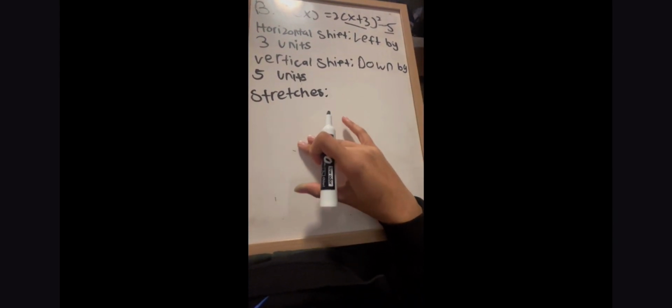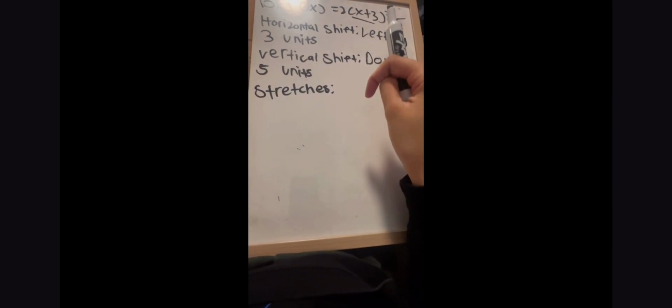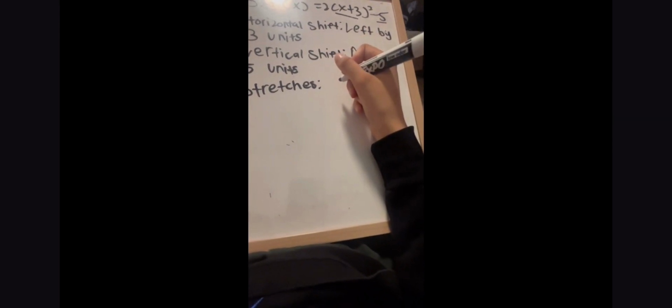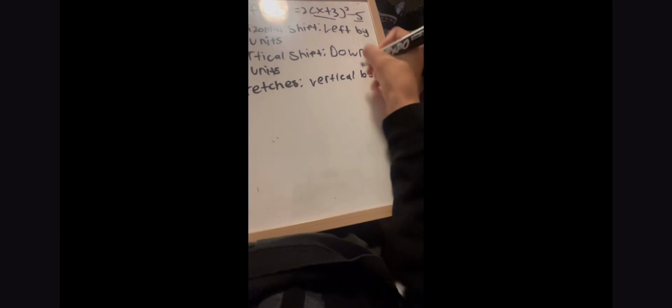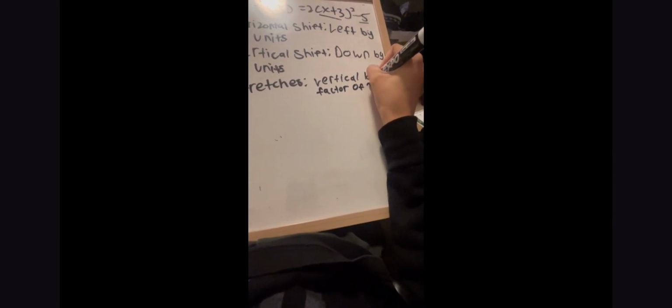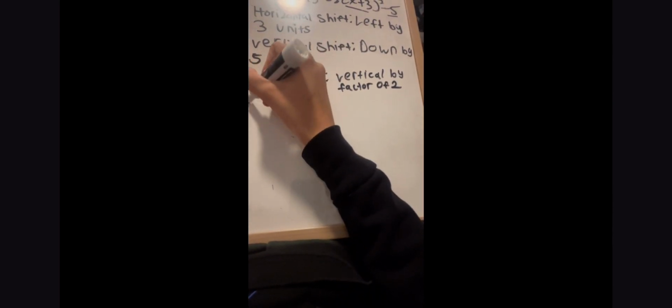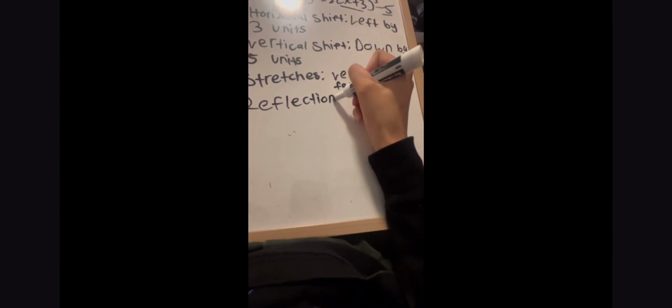So to figure out the stretches, you would look at the coefficient 2 in front of the squared term, which indicates a vertical stretch by a factor of 2. So we can go ahead and write that down. Vertical factor of 2. Okay. And so we move on to reflection.